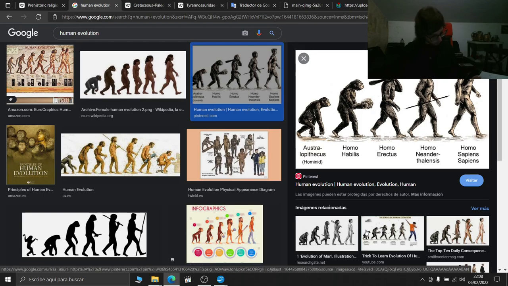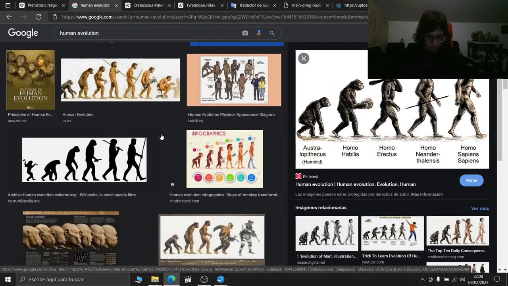Human evolution. Australopithecus, Homo habilis. Homo ergaster will be here in between. Homo erectus. Homo antecessor will be in the middle here. Homo sapiens. Homo neanderthalensis, yes. So basically this.